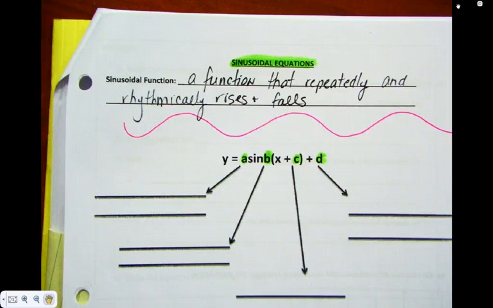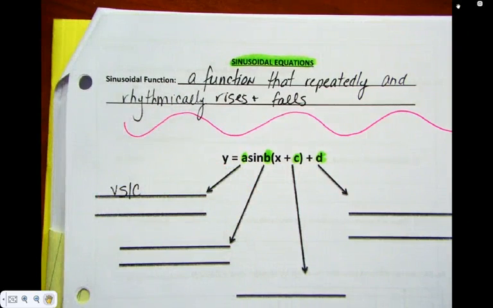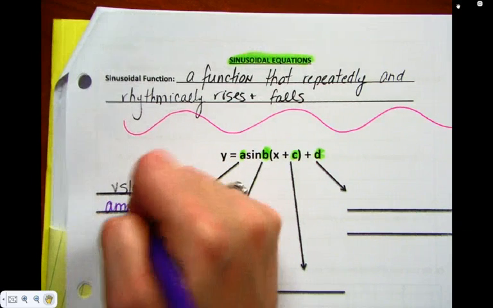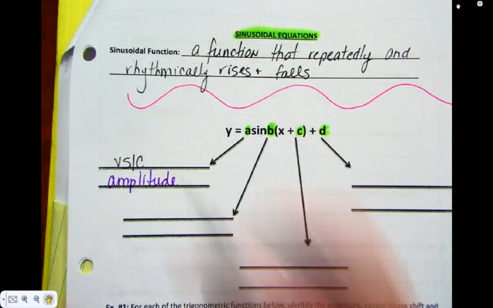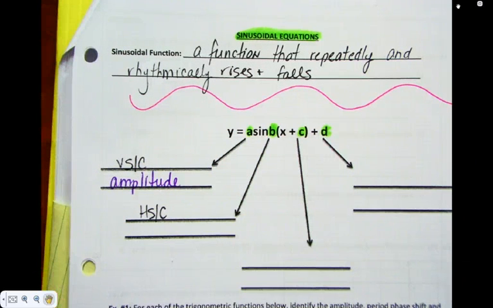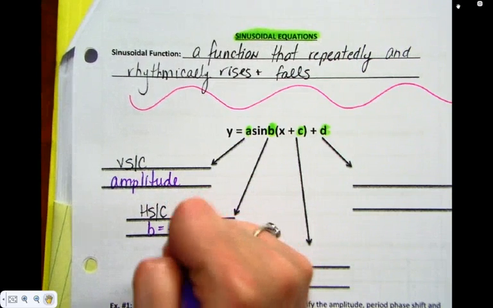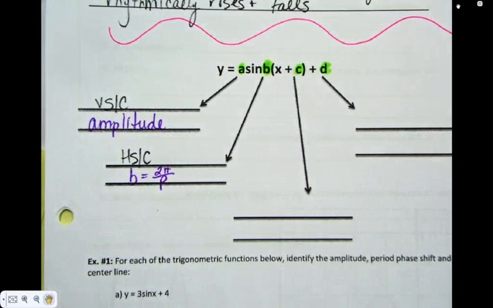All I'm going to do is just change the vocabulary a bit. The A, yes, it's the vertical stretch or compression, but it's actually the amplitude, which is a word we looked at yesterday. It's the height of the graph. Yes, B is the horizontal stretch or compression. It's kind of the period. It's related to the period, but not quite the period. The B value equals 2 pi divided by the period. B equals 2 pi divided by the period.